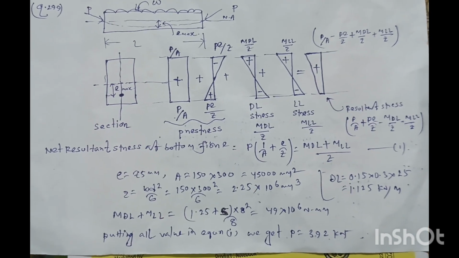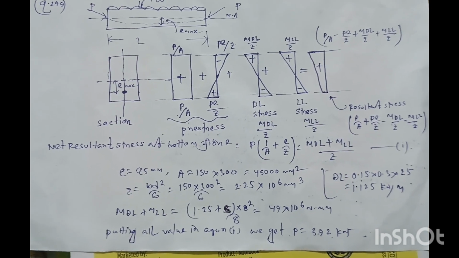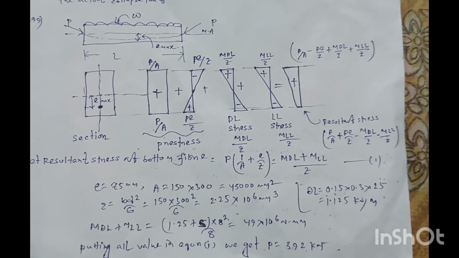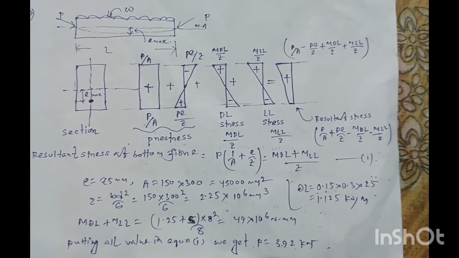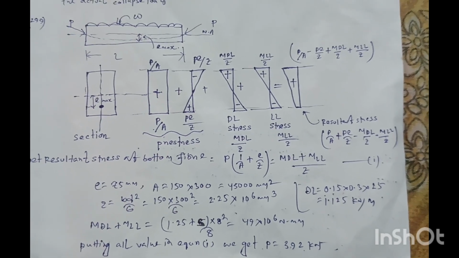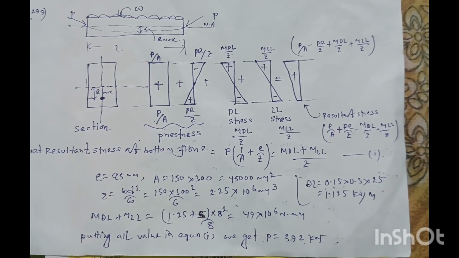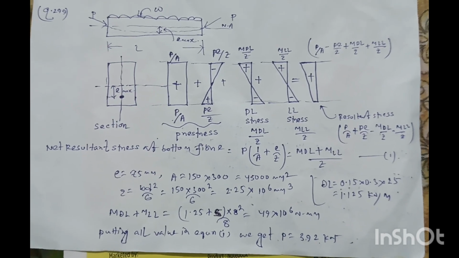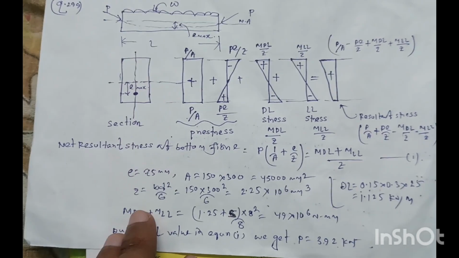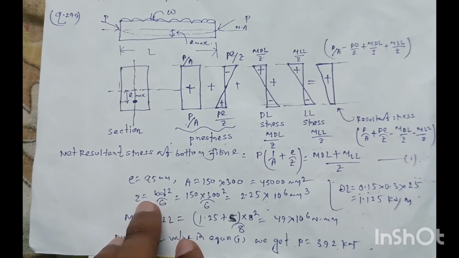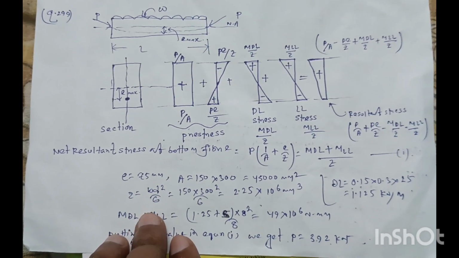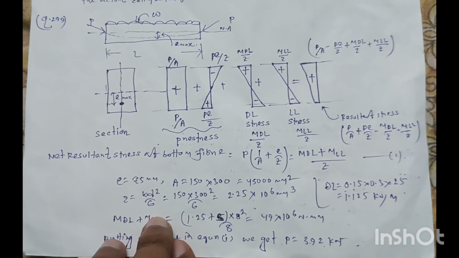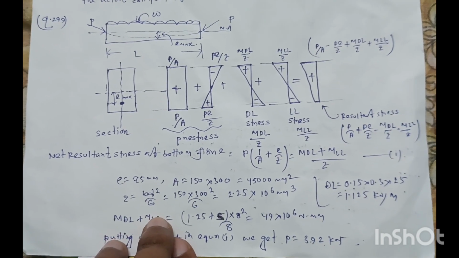Now from the question we have got E equal to 75 mm, that is the maximum. Area of the section 150 into 300 mm, that is equal to 45000 mm square, and dead load of the beam 0.15 into 0.3 into 25. So dead load will be equal to 1.125 kN per meter. 25 is the unit weight of RCC. Now section modulus for this section will be BD square by 6, which is equal to 150 into 300 square by 6, that will be equal to 2.25 into 10 to the power 6 mm cube.